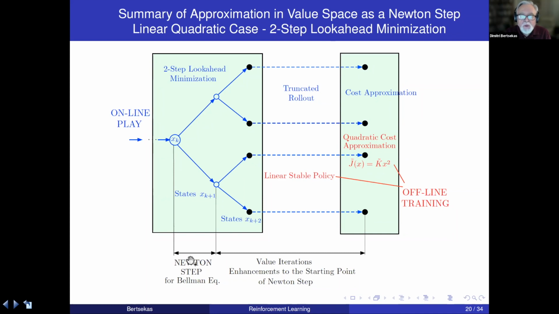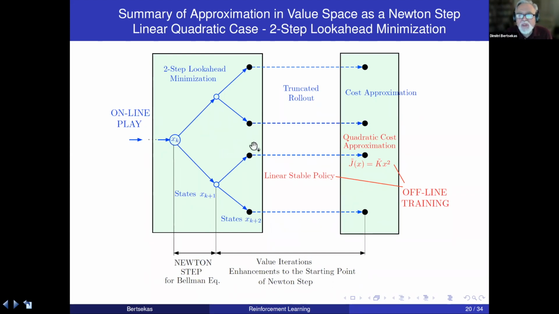Now, the Newton step starts from here and involves just the first look-ahead minimization step. All the rest up to this point are value iterations of one form or another to enhance the starting point of the Newton step. If you consider the case of one-step look-ahead with cost function approximation, just one-step look-ahead minimization and no rollout, then this entire part goes away. We have one-step look-ahead minimization with a terminal cost approximation, and this is a pure Newton step for solving the Bellman equation, or the Riccati equation in our case.